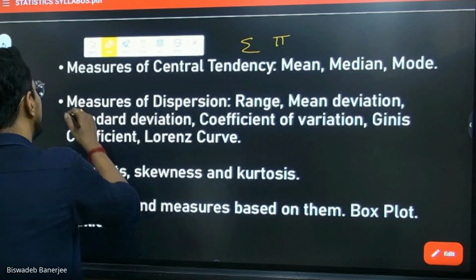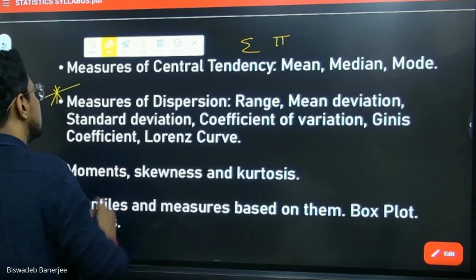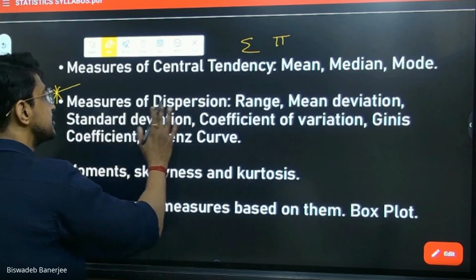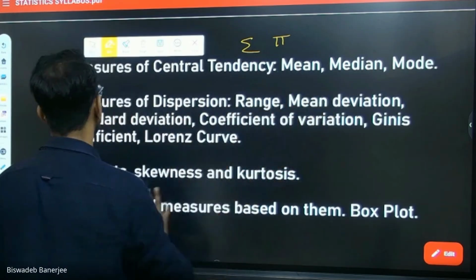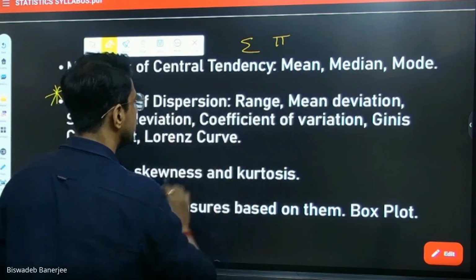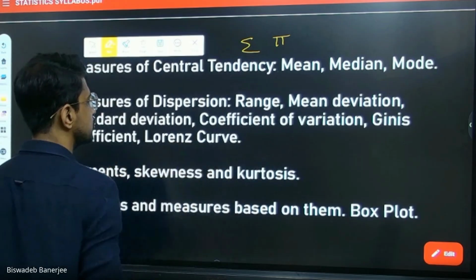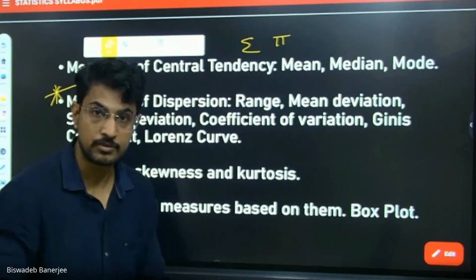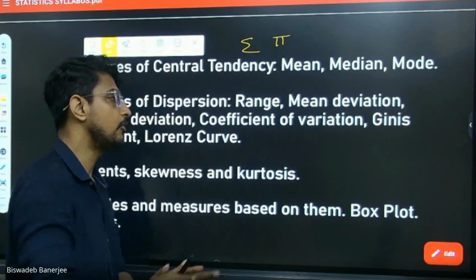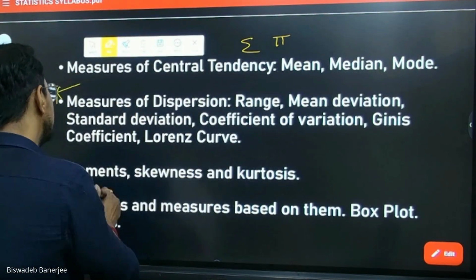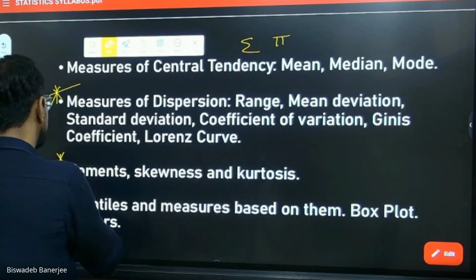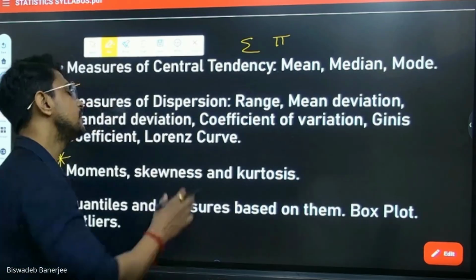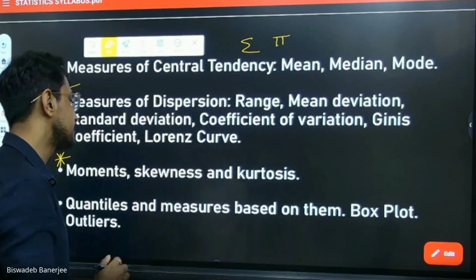Then measure of dispersion is a very, very important chapter for your semester 1 and semester 3 exams. This contains range, mean deviation, standard deviation, coefficient of variation, Gini coefficient, Lorenz curve. This portion contains problems, and you have to solve problems on these topics. Then again, moments, skewness, kurtosis, another important portion. There are so many results and so many mathematical calculations in these topics.